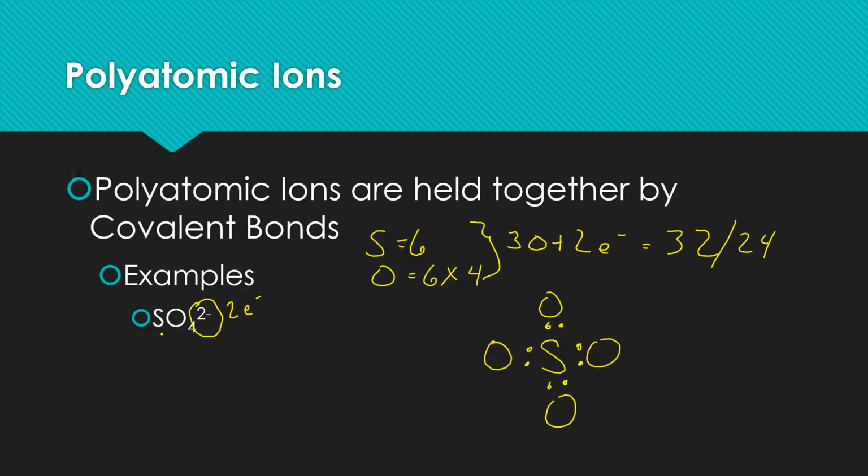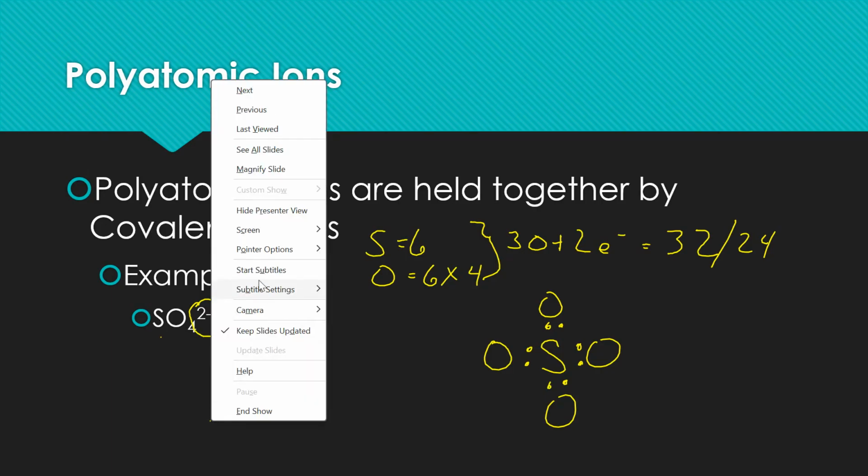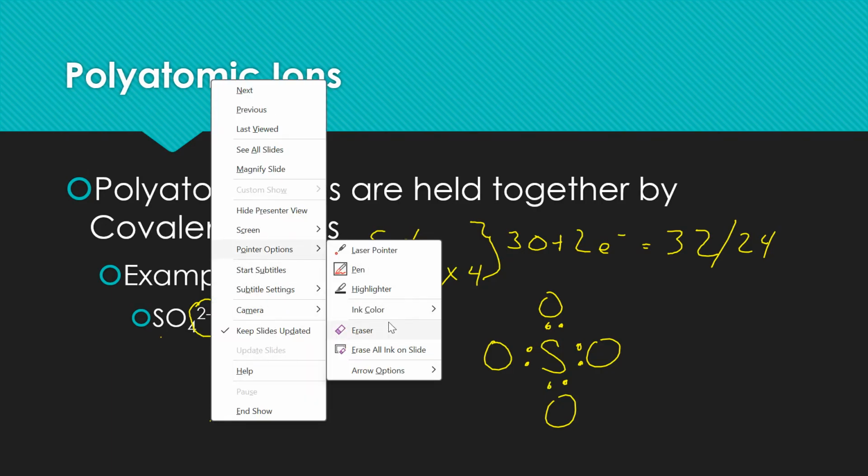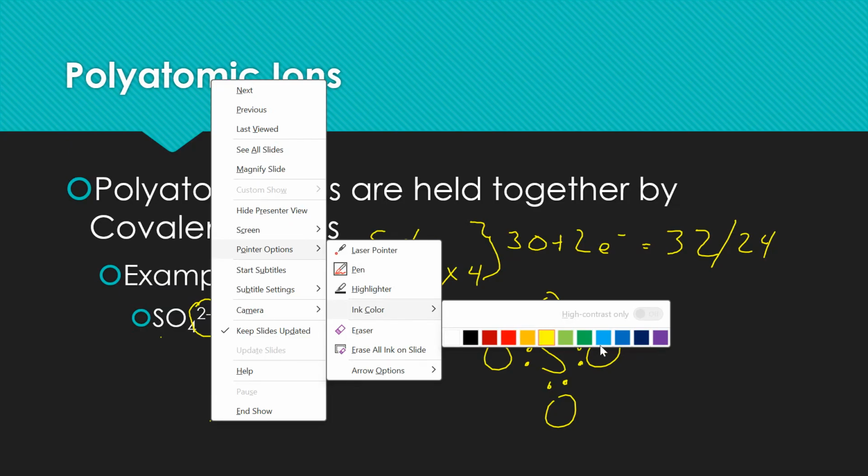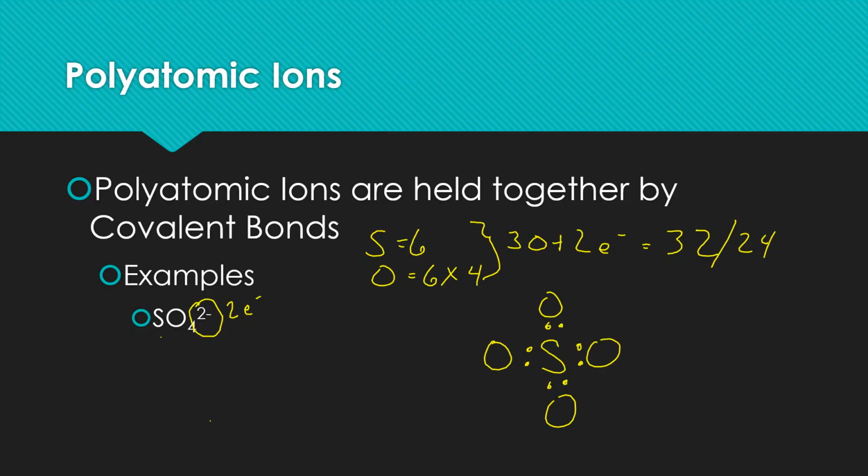Now I can go ahead and do the others. Let's see if I can do this with pointer option so we get another color. Let's make these go back to blue. So now this remaining 24, I'm going to add here. 1, 2, again to the outside. 3, 4, 5, 6, 7, 8, 9, 10, 11, 12, 13, 14, 15, 16, 17, 18, 19, 20, 21, 22, 23, and 24. I am out of electrons.